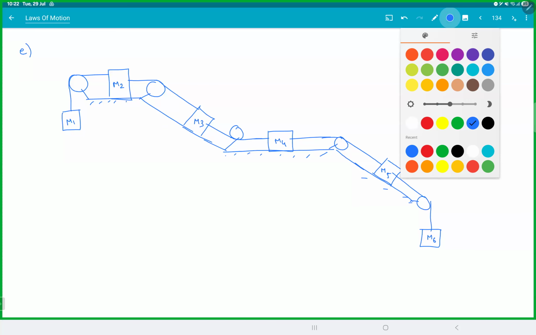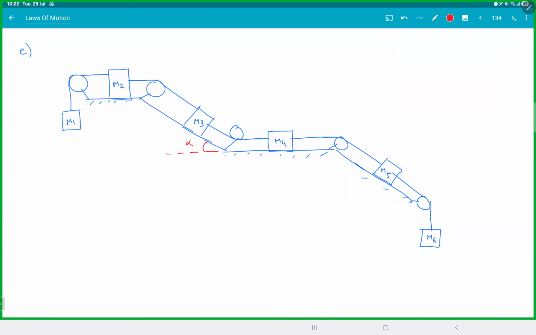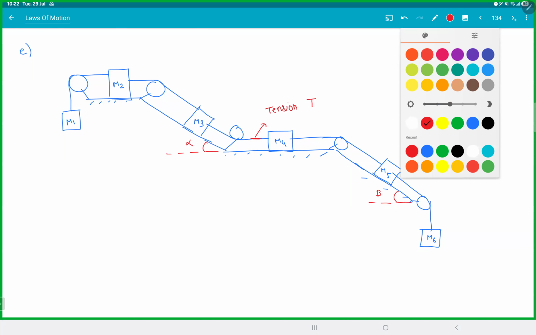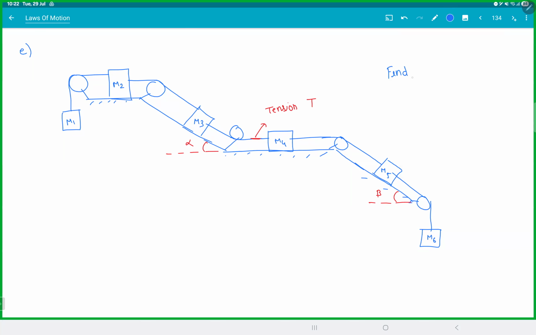No, the actual question. There are 6 blocks. Let this angle be alpha, let this angle be beta, and let this tension in the string be T. Find the acceleration of the blocks and the tension in that part of the string. Now, if you see, all the blocks are connected by a string, so all will go together with the same magnitude of acceleration. So I can use this method. Find acceleration and tension T. So T is the tension between the third and the fourth block.